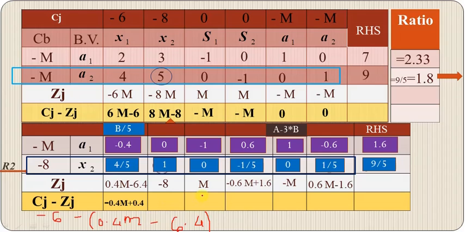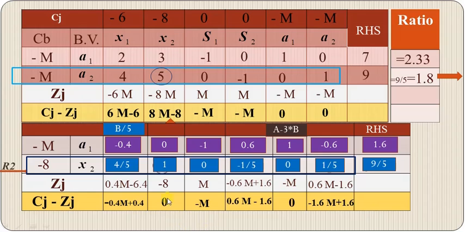Similarly, for the next rows you will get 0, that is minus 8 minus minus 8, that is minus 8 plus 8, 0, minus m, 0.6m minus 1.6, 0 and minus 1.6m plus 1.6.